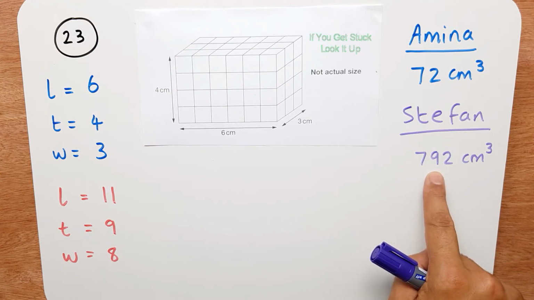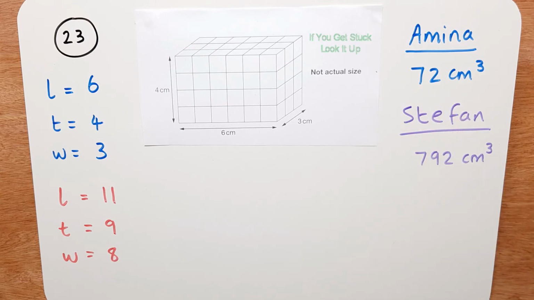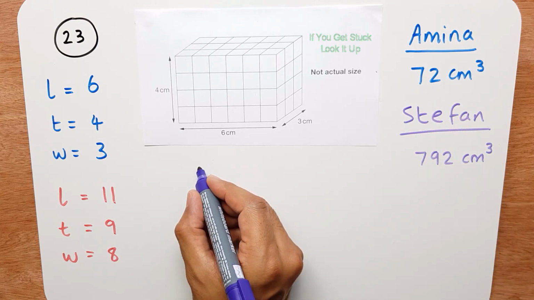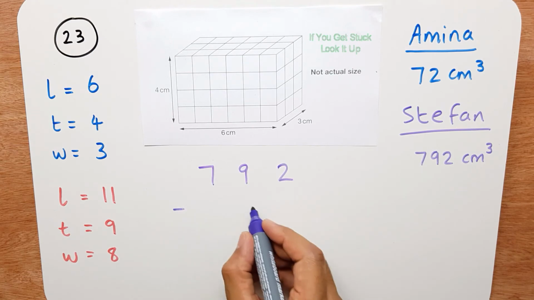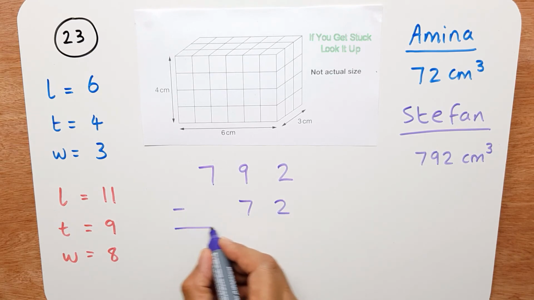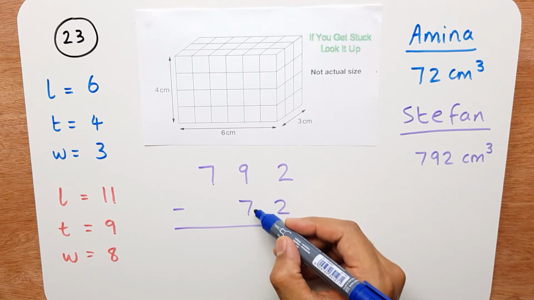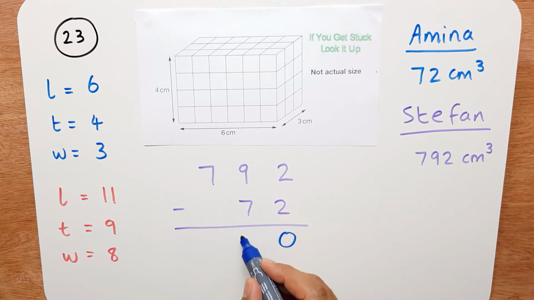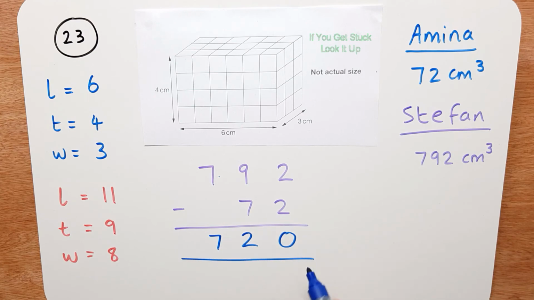Now we need to work out the difference between Stefan's cuboid and Amina's cuboid. And the word difference simply means minus. So 792 minus 72. 2 take away 2 is 0. 9 take away 7 is 2. And 7 take away nothing is 7. So the difference between the two cuboids is 720 centimeter cubed.